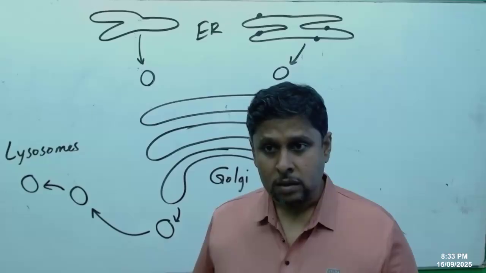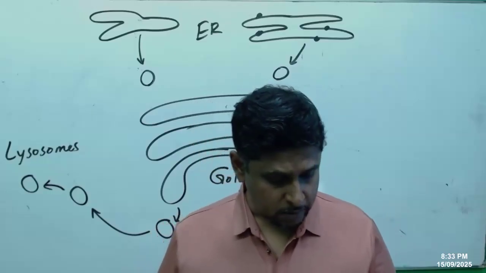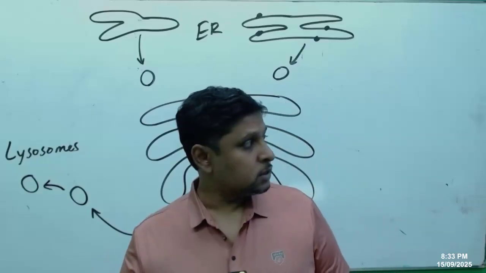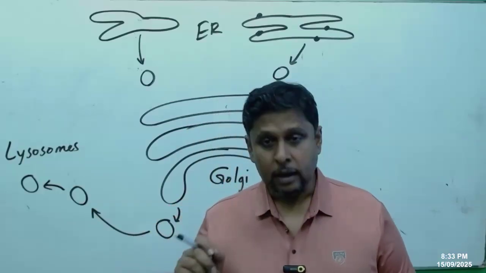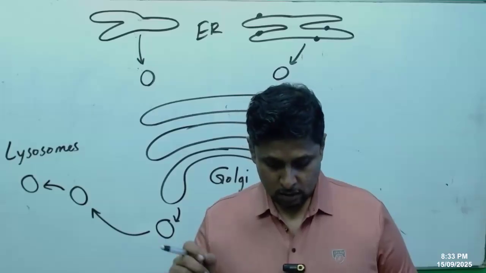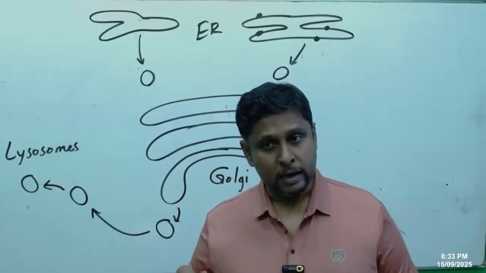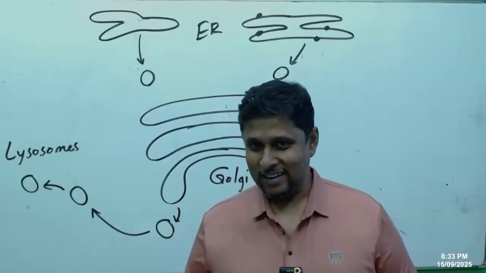Right. Question 33, what is the problem? So can you repeat that question 33? ER vesicles form Golgi apparatus. Golgi vesicles form lysosomes. That is all.